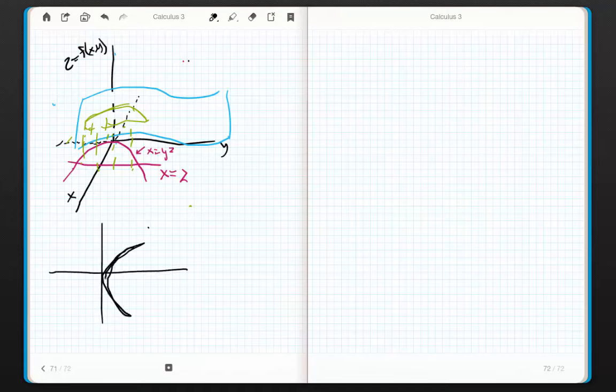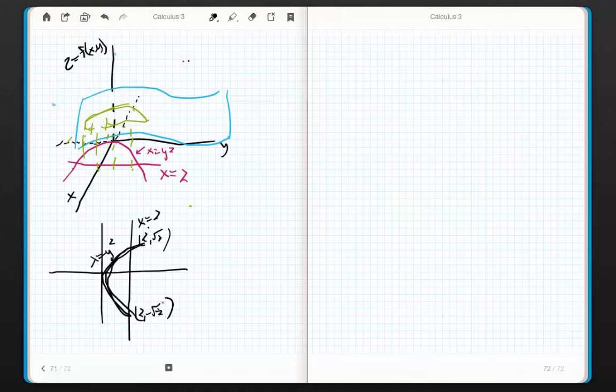Well, this is not a function of x. It is, however, a function of y, right? Remember, this is x equals 2. This is x equals y squared, right? And then let's see, where do these guys meet? This is at 2 comma root 2 and 2 comma negative root 2.